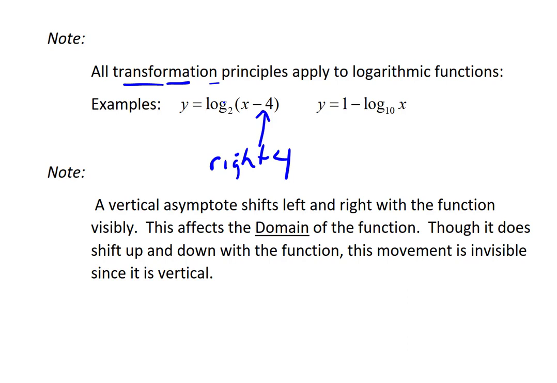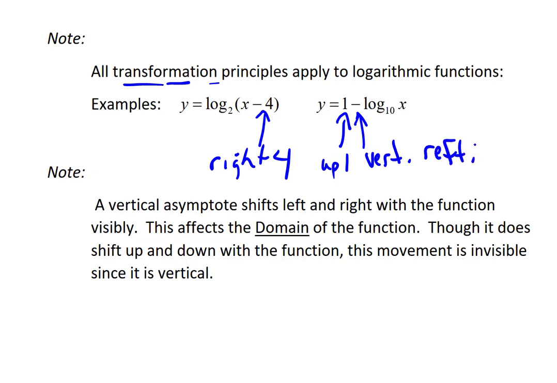Or secondly, suppose we had y equals 1 minus log base 10 of x. Well, here you'll notice a couple things. First of all, there's a 1 up front. Now remember, that's a positive 1 that's being added to the function. It might as well be at the end of the function as a plus 1, but either way, that value shifts the graph up 1 unit. And then also notice there's a minus sign in front of the log. That'd be like a negative sign way out in front of a function, and we've been seeing that a while now. That will do a vertical reflection.